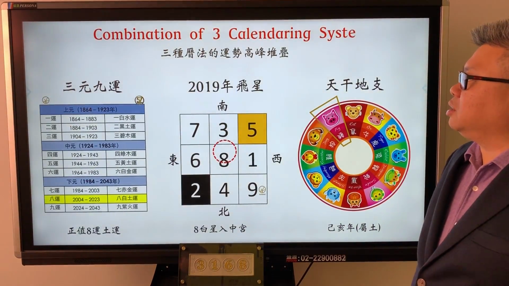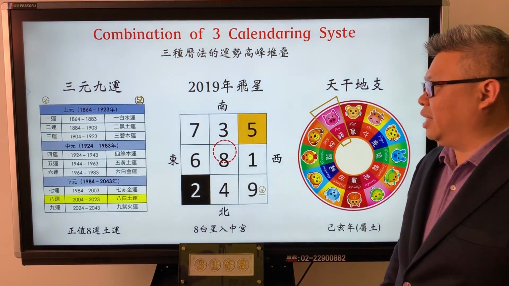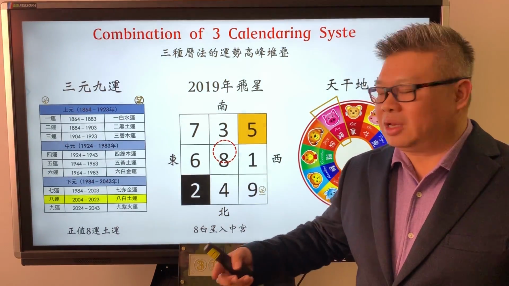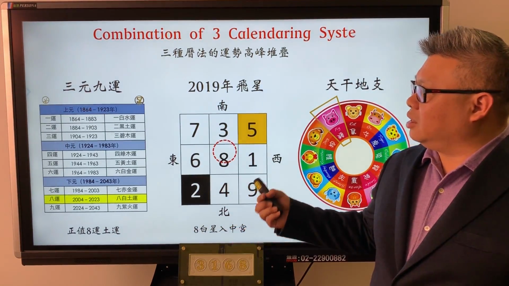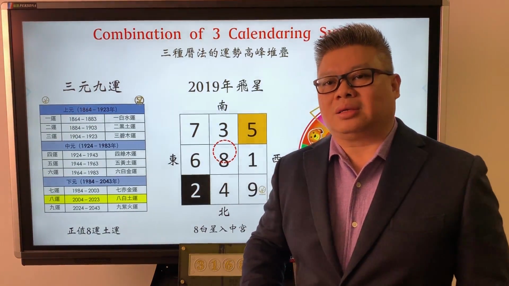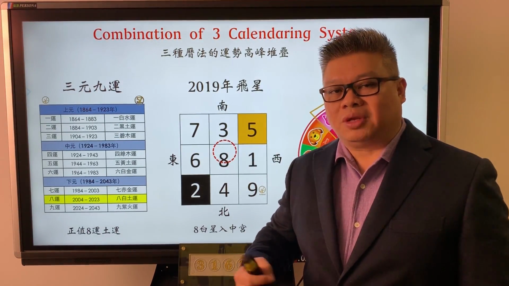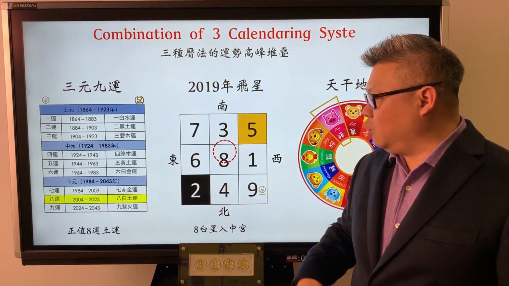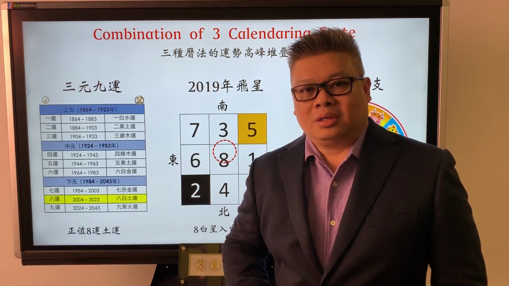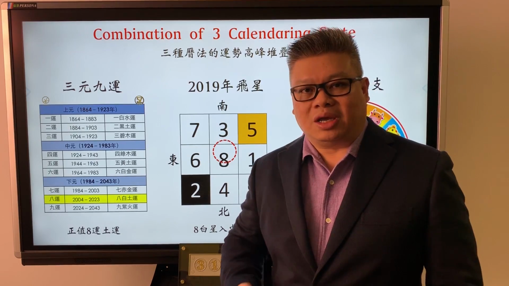Okay. So in terms of the calendaring system, we are using a combination of 3 calendaring systems. One is the so-called 9 periods. The 9 periods start from 1864, the middle of the 19th century, all the way to 2043. 2043 is the end of the 9 periods. So this is something very unique, because it consists of about 180 years.